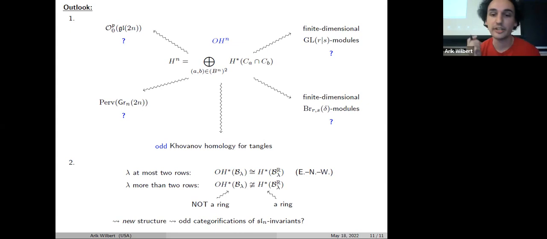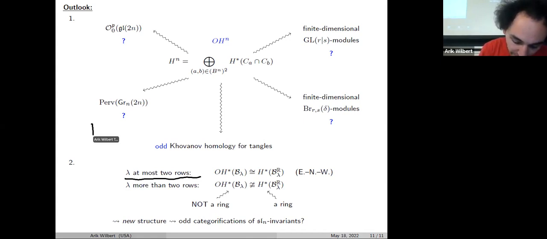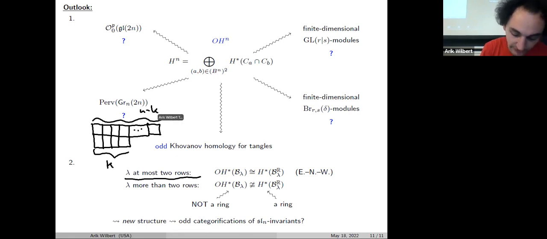So Melissa was asking about the partition. So all of this works. So what do I mean by this? Oh wait, no, I got it. Okay, so Melissa was asking about this. So lambda has at most 2 rows. What this means is anything that has 2 rows is fine. So what you can do is you can look at partitions which look like this, and then at some point you can add stuff here. So let's say this is k boxes and this is, let's say, n minus k, okay?